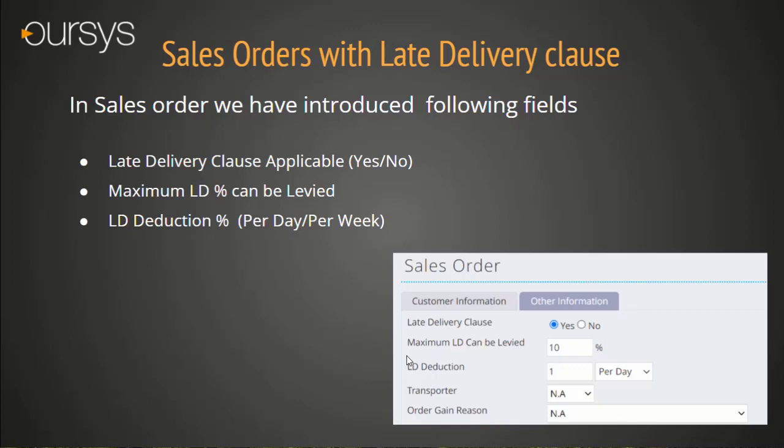After the version update, you can see in the sales order that we have introduced the following new fields: late delivery clause applicable, yes or no. Once you mark it as yes, the system will show a few more fields: the maximum LD percentage that can be levied, the LD deduction percentage, and the basis of per day or per week.